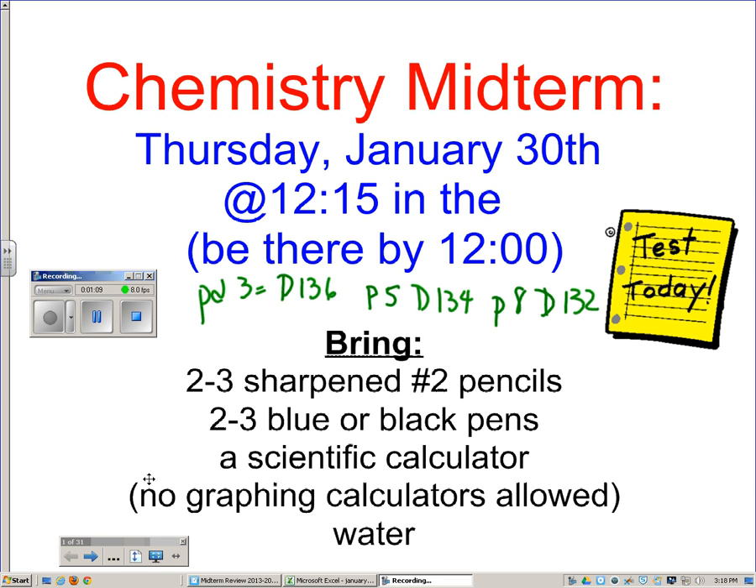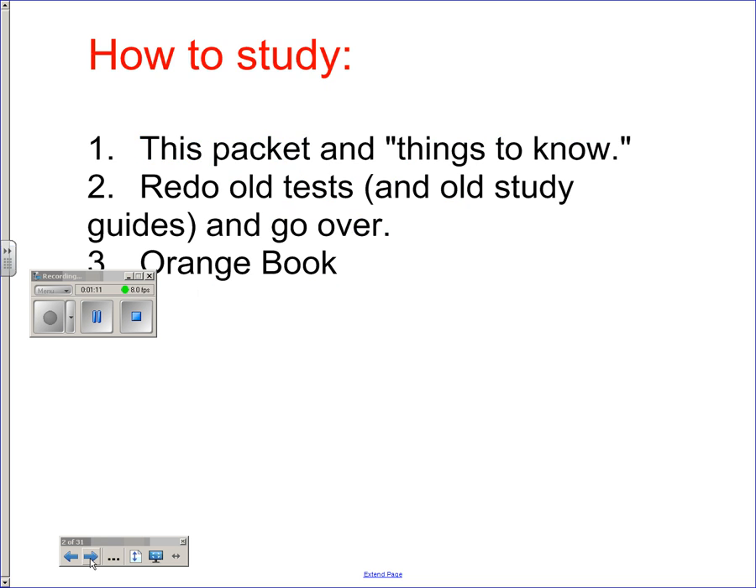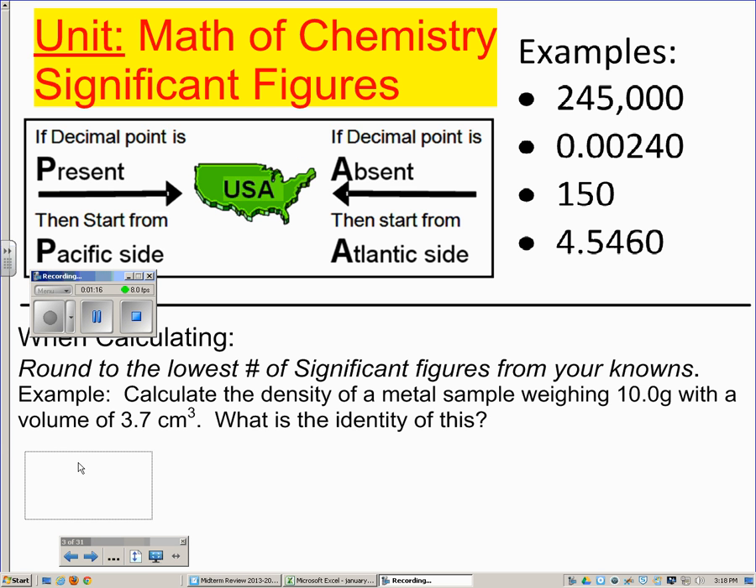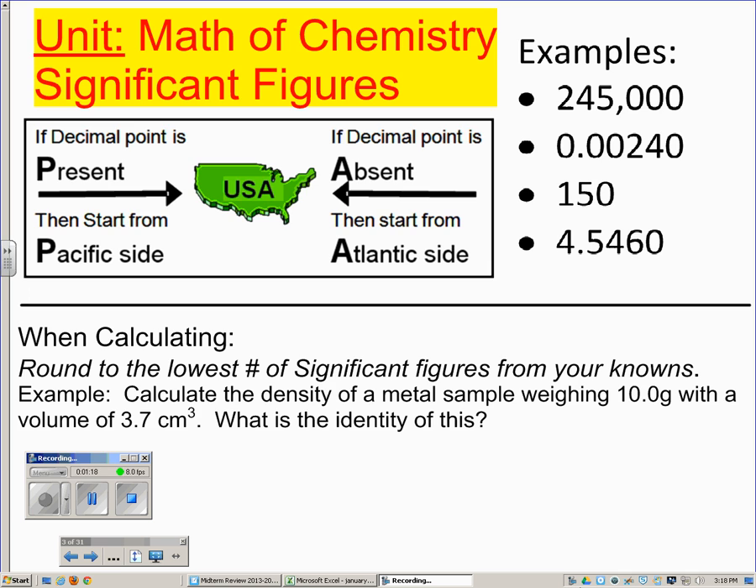So we're going to start by going over math of chemistry, significant figures. Remember, the easiest way to remember significant figures is to think of a map of the United States. If the decimal is Absent, remember A, Atlantic; and P, Pacific, Present. If the decimal is absent, you start from the Atlantic side. If the decimal is present, you start from the Pacific side.